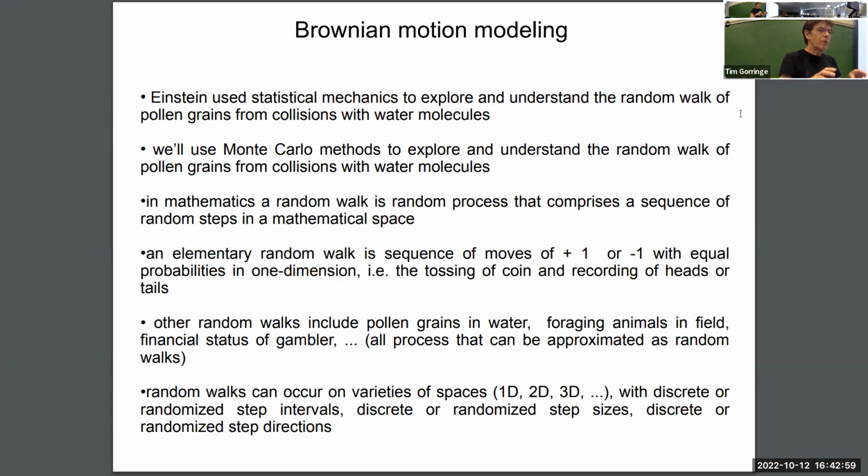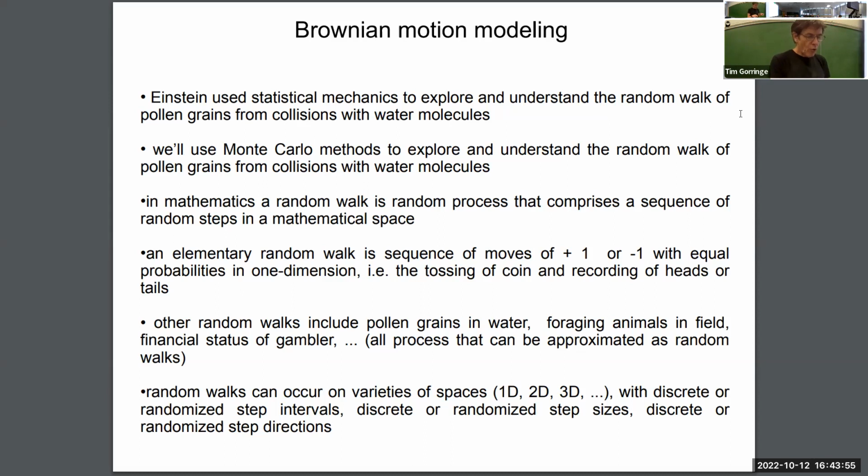Although that's a simple case, many of the features of that simple case are common to features of more complicated random motion. The pollen grains in the water, animals foraging for food in a field, the financial status of a gambler, they all have random walks associated with them. They can all be approximated by random walks. In particular, our random walk is in 1 dimension. We can just go left and right, but you can imagine random walks on a surface, maybe the surface of the water or the alcohol for the coal dust. So that would be 2 dimensions, or you can imagine random walks in 3 dimensions, like dust particles, smoke particles.